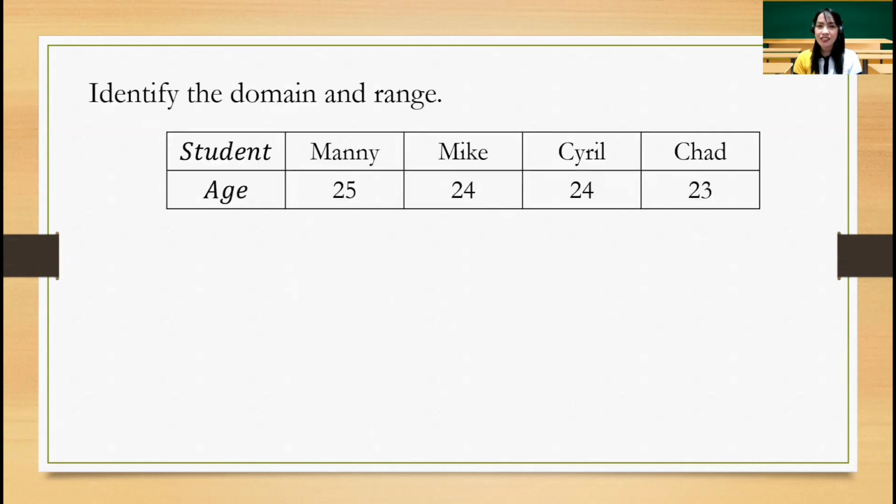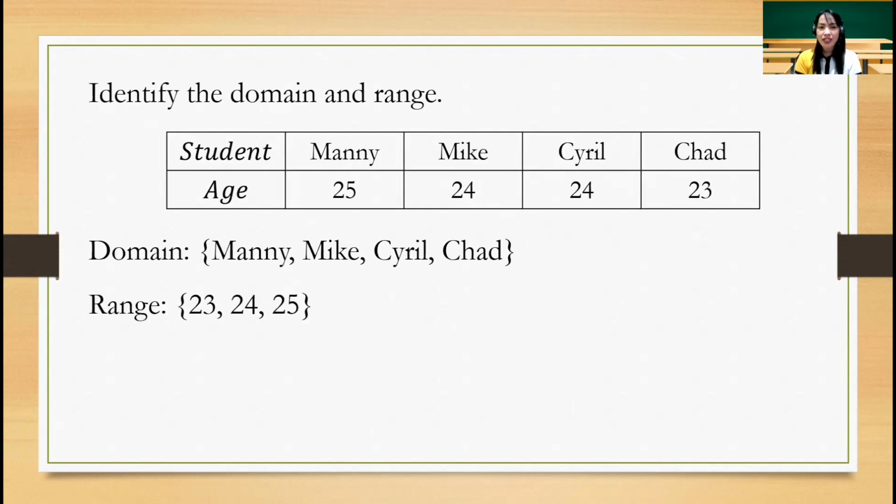Identify the domain and range. Students, we have Manny, Mike, Cyril, Chad, and their ages are 25, 24, 24, 23 respectively. So we have to identify the domain. Those are Manny, Mike, Cyril, and Chad. What about the range? Their ages. We have 23, 24, 25. In the given table, you started from 25, 24, 24, 23. There are two times na inulit yung 24. In writing the range, just write it once and you have to start from the least number to the highest number given. We have 23, 24, and 25.